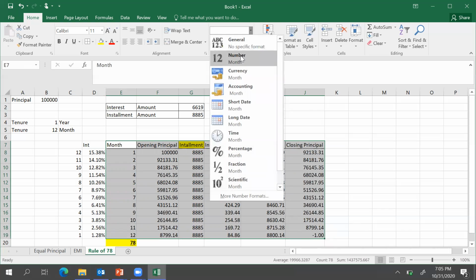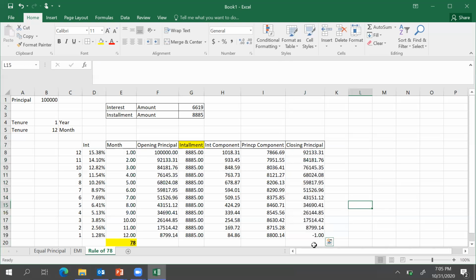Okay, so the closing principal is telling -1. It means it is recovering 1 extra. So what we can do is, can we reduce the installment by 1? We will try what happens. We will see. Oh, it increased. So we will increase it by 1 then. Okay, now it is getting there.